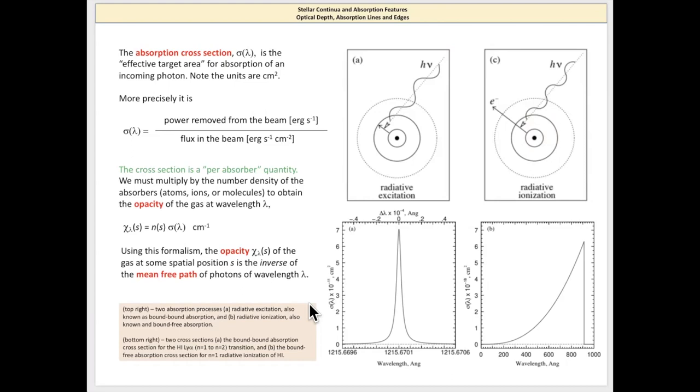But it really has a more complex definition in that it's the power removed from the beam at that wavelength divided by the flux in the beam. It's kind of giving you the rate at which you're removing energy out of the flux that is impinging upon you. Okay.